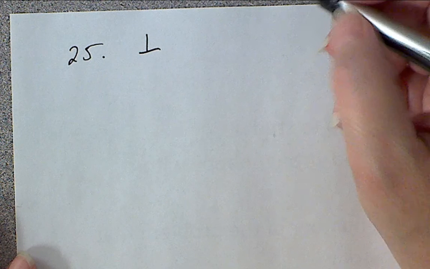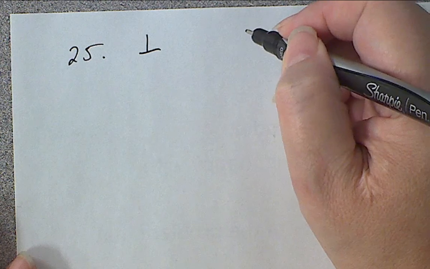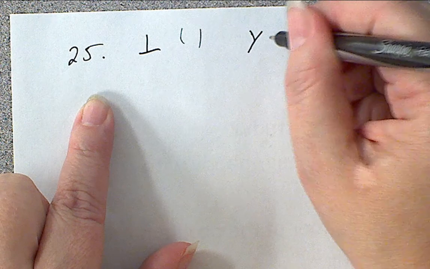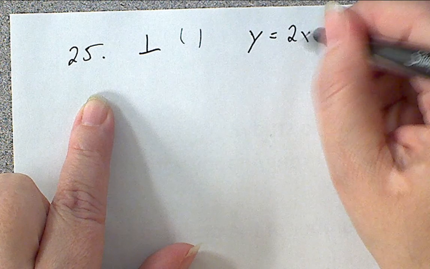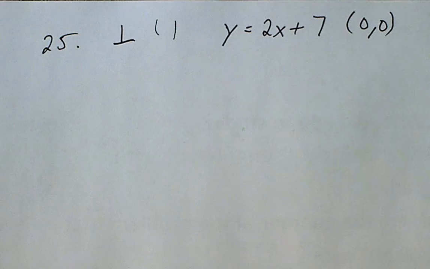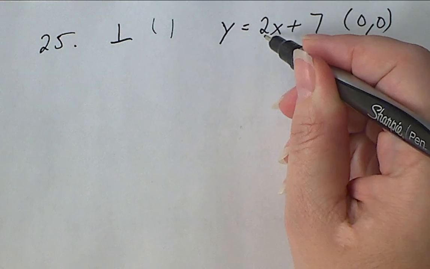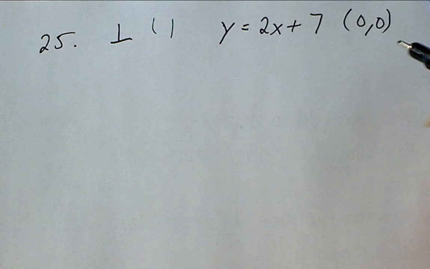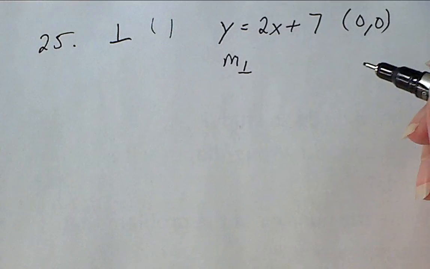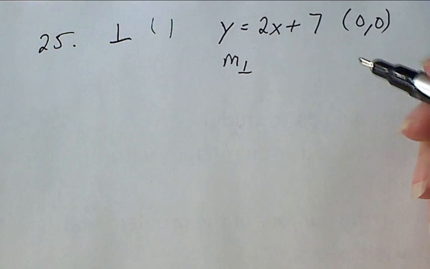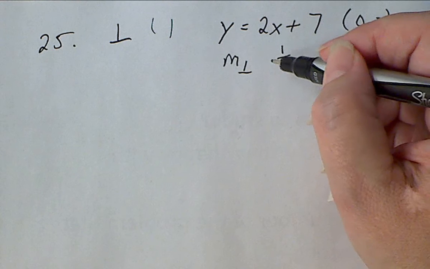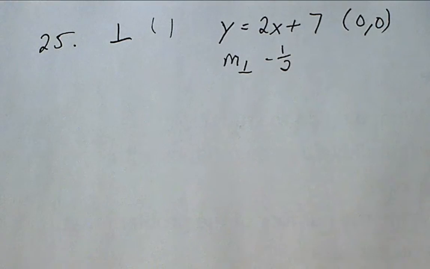So through the given point. So 25, the equation is y equals 2x plus 7, and we have 0, 0. First of all, what's my slope of this line? 2. So what's my slope of my perpendicular? So this is 1 over 2, and then we have to change the sign so it's a negative. Very good. That's a 2.